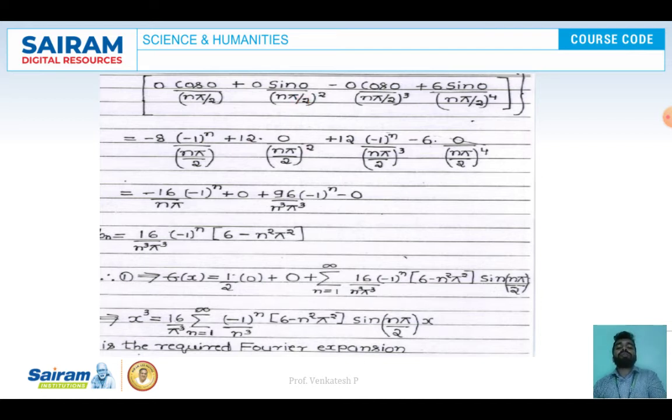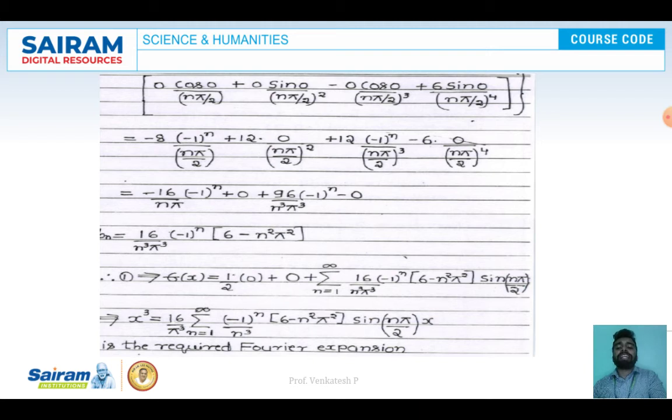And after simplification of the upper limit equation, we got minus 8 into minus 1 power n by n pi by 2, plus 12 into 0 because sin 2n pi is 0, plus 12 into minus 1 power n divided by (n pi by 2) whole cube, minus 6 into 0 because sin n pi is 0 here also. So after simplifying this, we got minus 16 by n pi into minus 1 power n plus 96 by n cube pi cube into minus 1 power n.